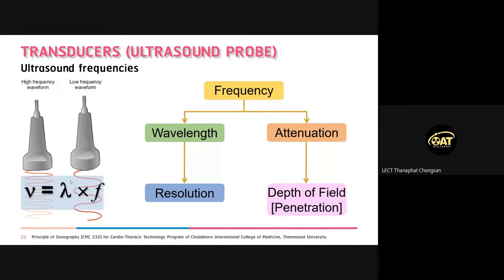The relationship between frequency, wavelength, and image resolution can be explained by the flowchart. If we use high frequency ultrasound to examine a patient, the wavelength will decrease, and image resolution will be better. In the same way, attenuation by human tissue will increase, and penetration or propagation of ultrasound will decrease.